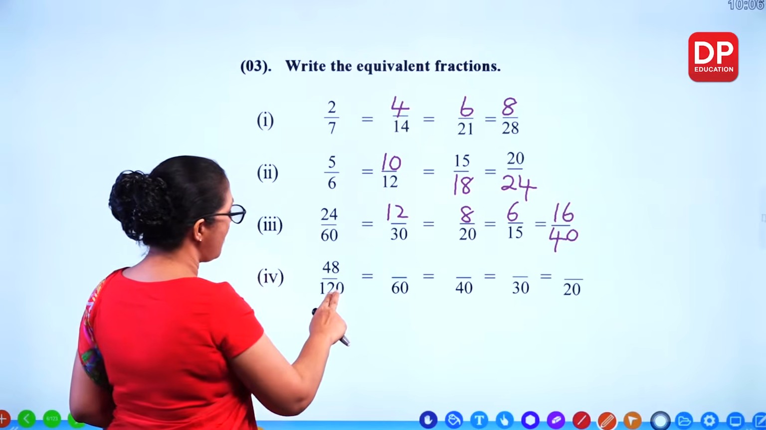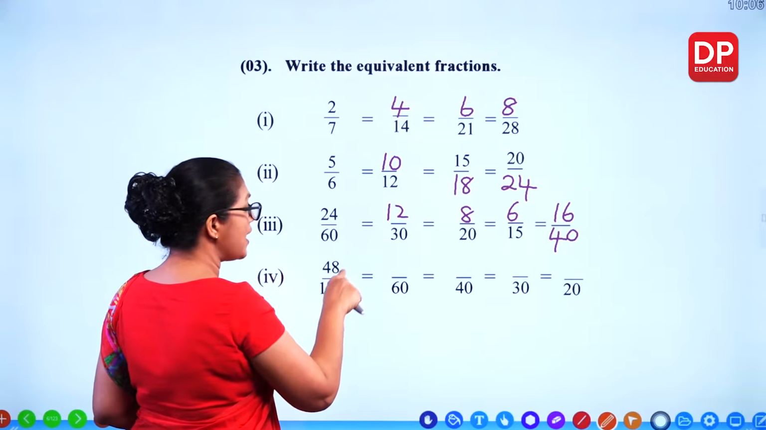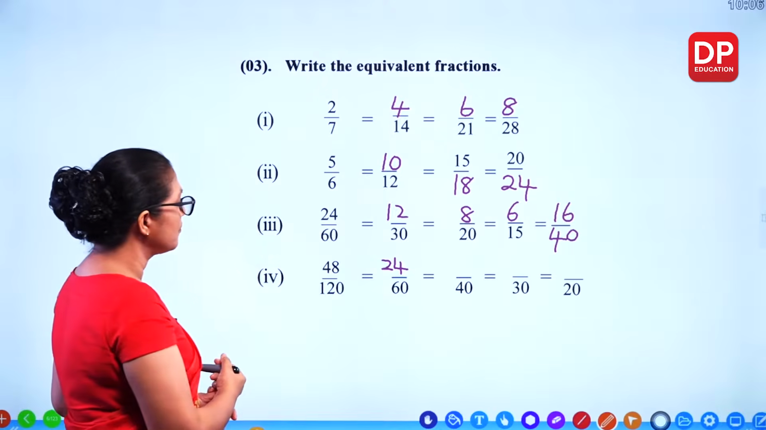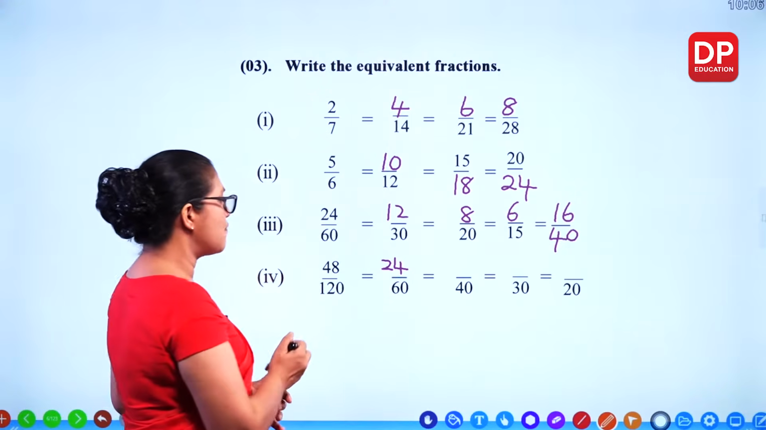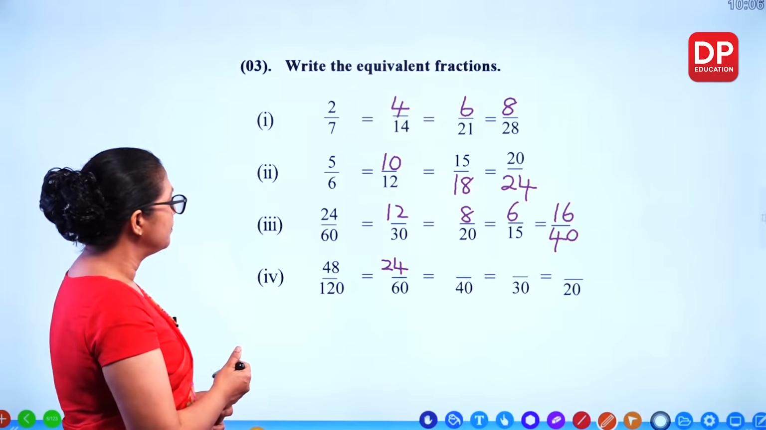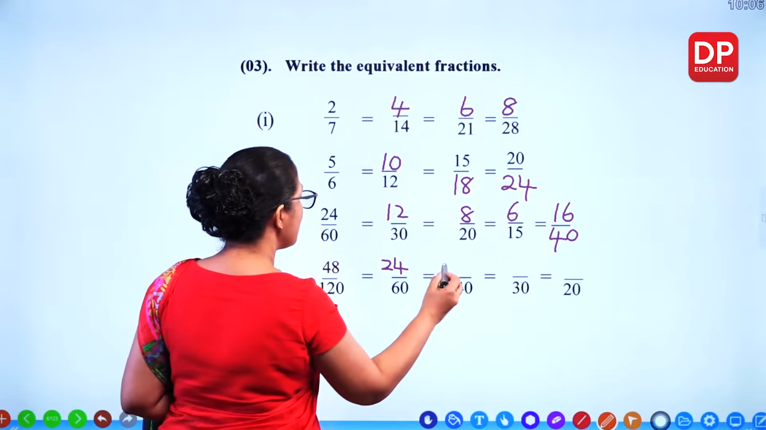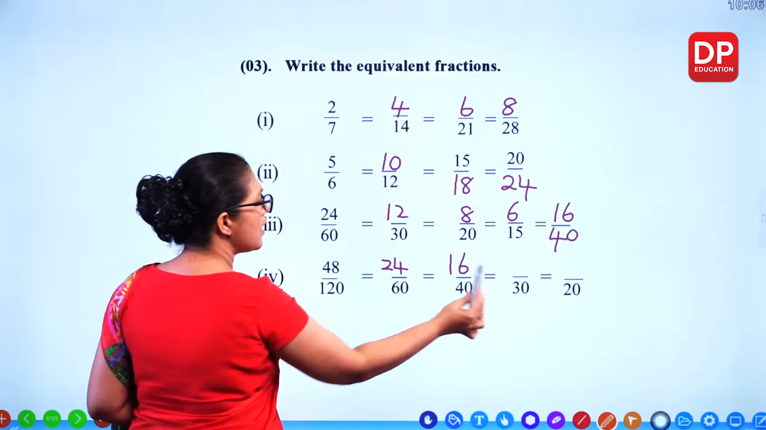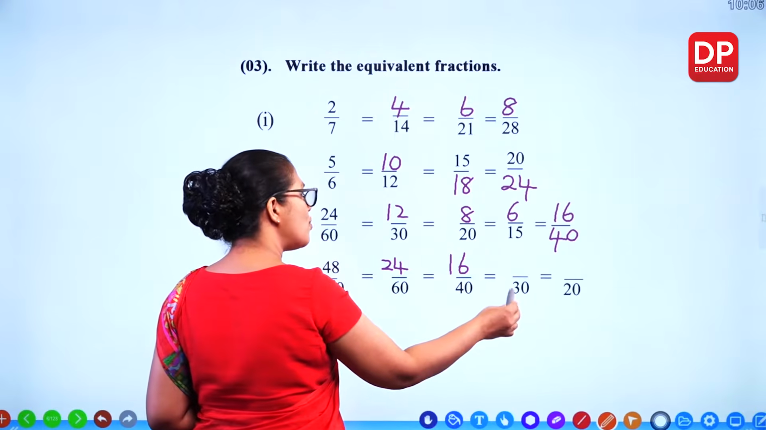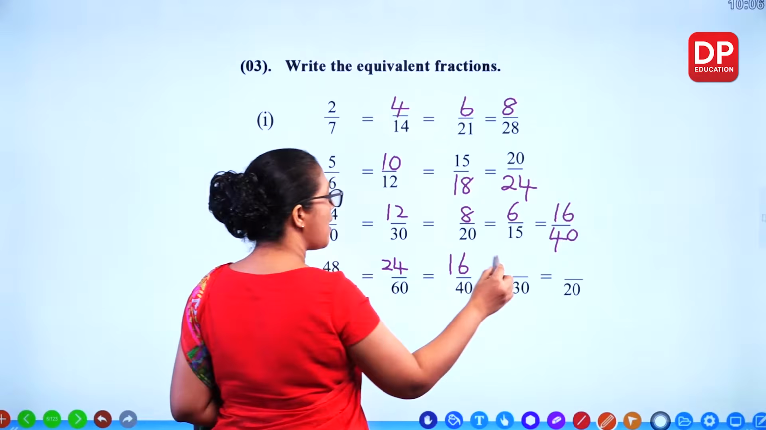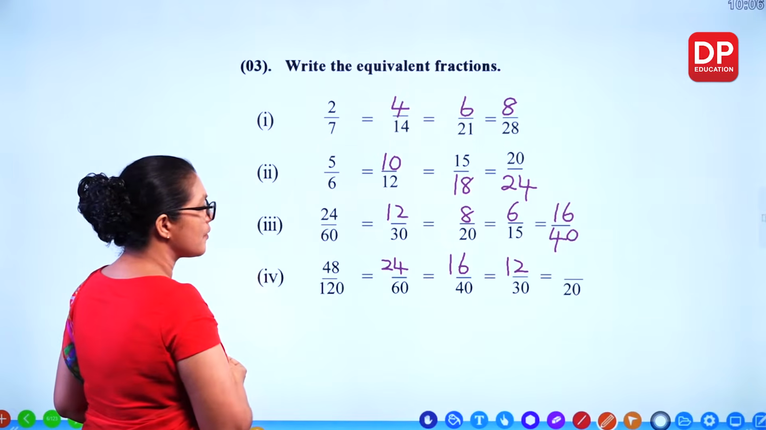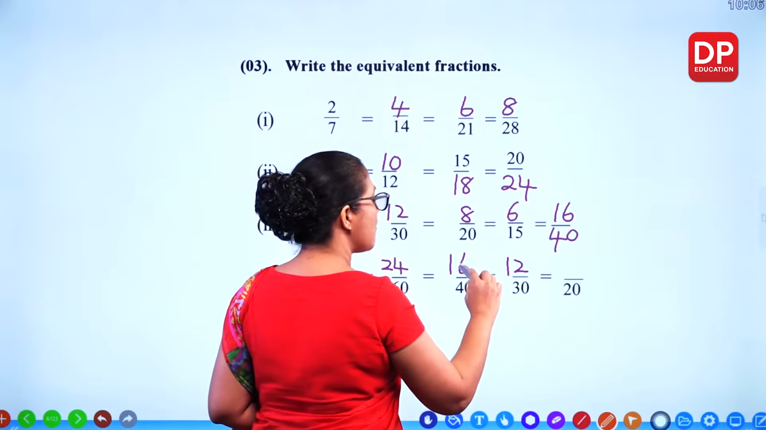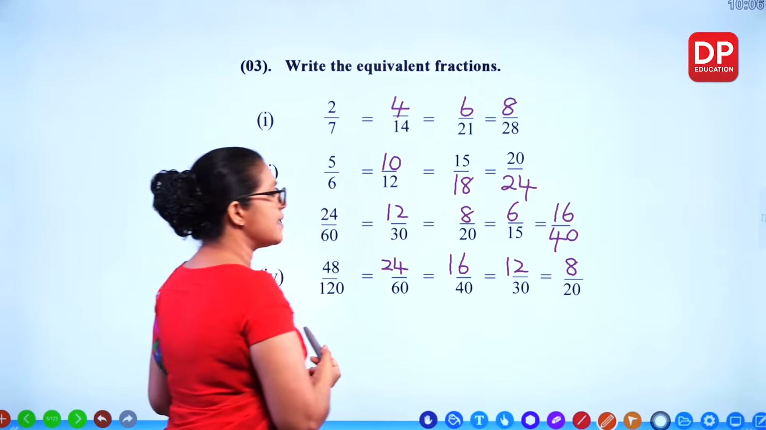This one, 120 to 60. That's divided by 2. 48 divided by 2, you get 24. 120 to 40, that's divided by 3. So do the same thing. 48 divided by 3, that's 16. Here to here we can do 60. When you divide it by 2, you get 30. 24 divided by 2, you get 12. Here to here you can do 40 divided by 2, you get 20. 16 divided by 2, that's 8.